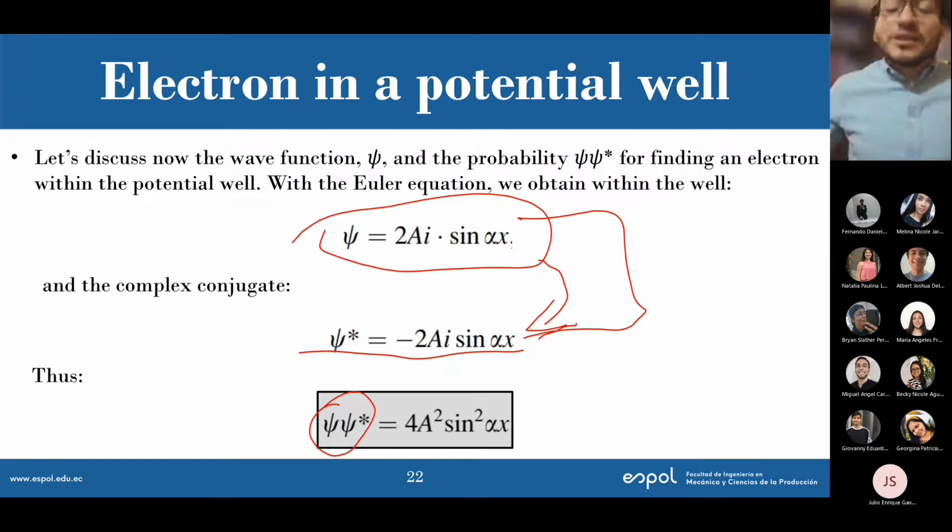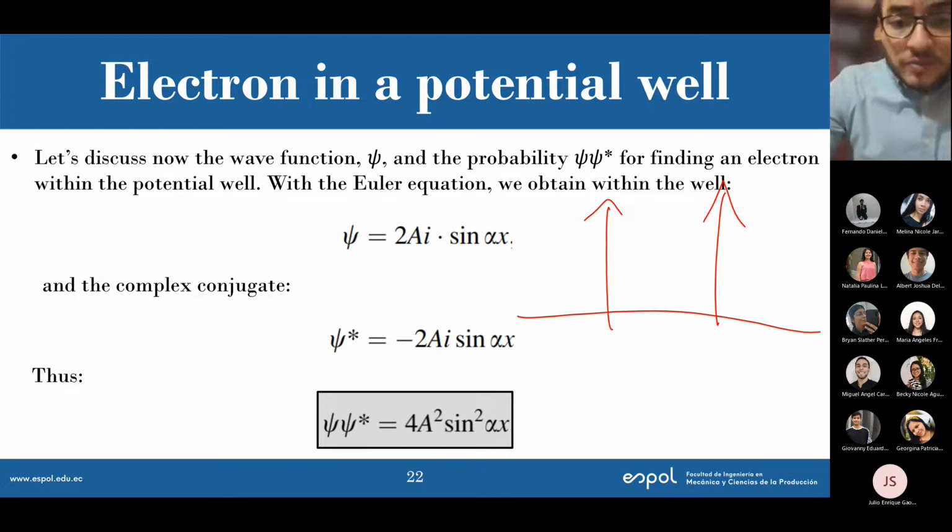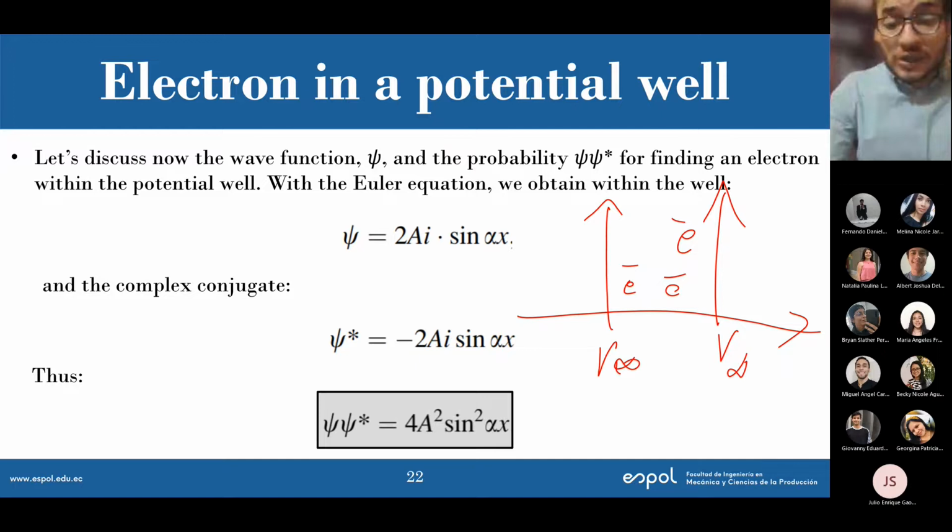Why am I saying this? Because remember, guys, I have the potential wells here. This is the potential well, and this is actually infinity, remember? Those are the potential wells. I can have electrons within the well, so that means here, I can have electrons here, but I can also have electrons here.